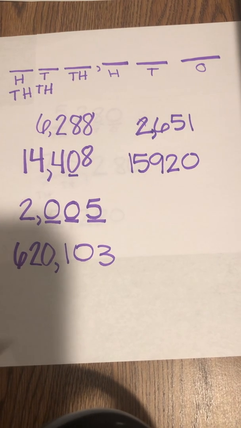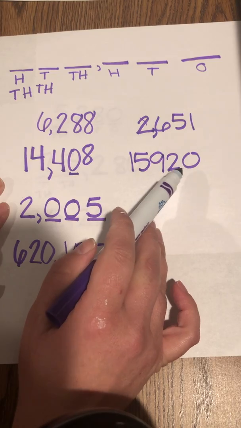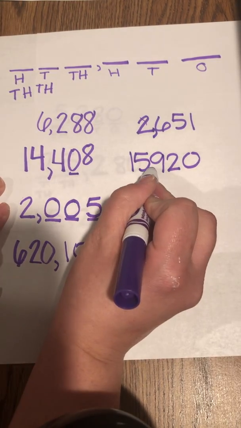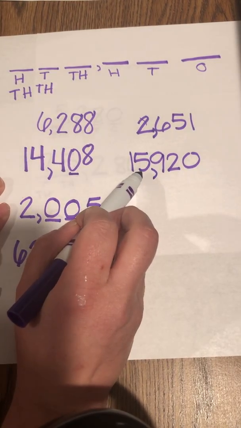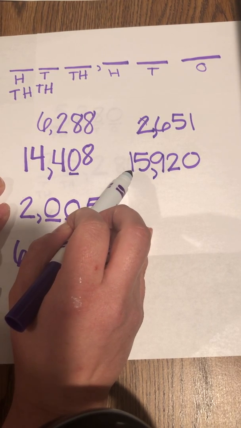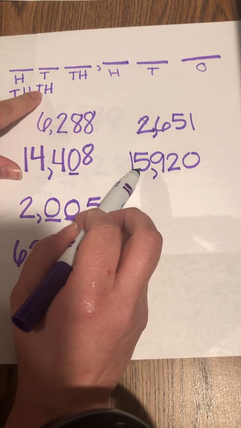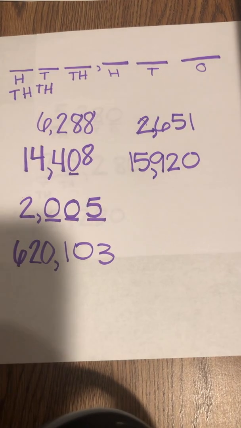Okay, I want you to write that down with a comma. All right. So, first off, please say that number for me. 15,920. Let's check our place values. Ones, tens, hundreds, comma. Now let's say these place values. Thousands. You remember this one? Look up here if you need it. 10,000s. Great.